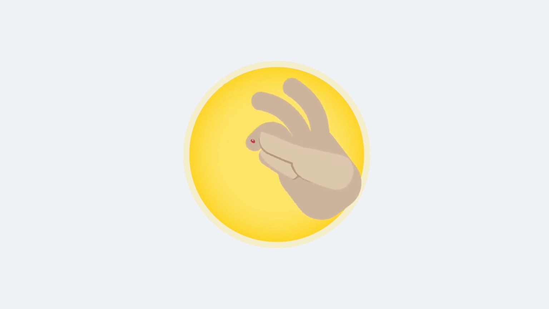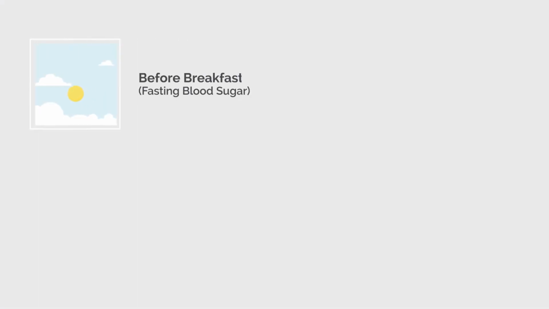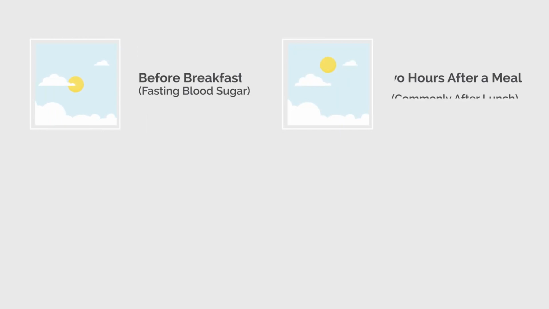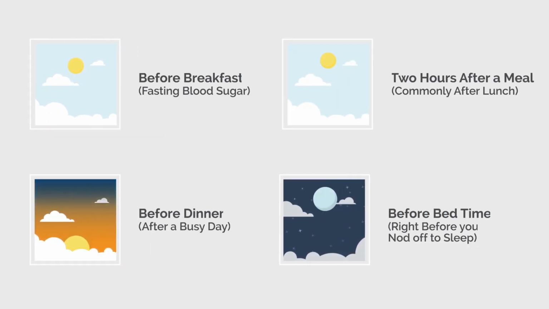You must set up your meter according to its instructions, perform blood sugar testing at home, and make sure that you keep an updated log or diary. Ideally, you should test and log your blood sugar when fasting, before lunch, 2 hours after lunch, before dinner, and before bedtime. Make this a habit.